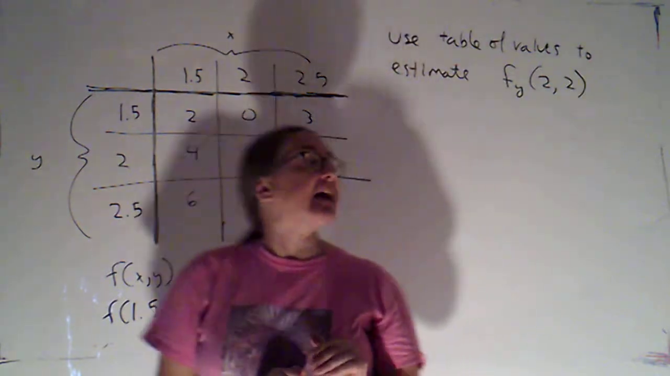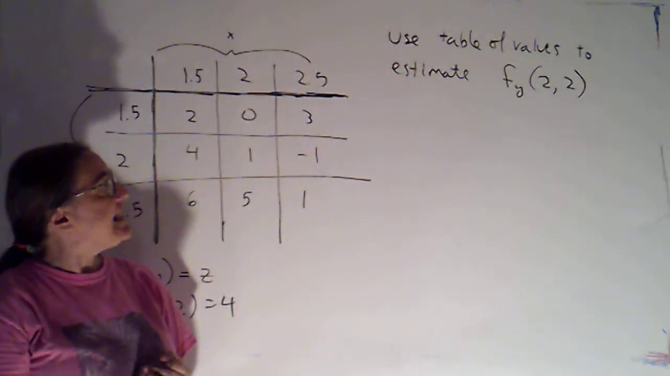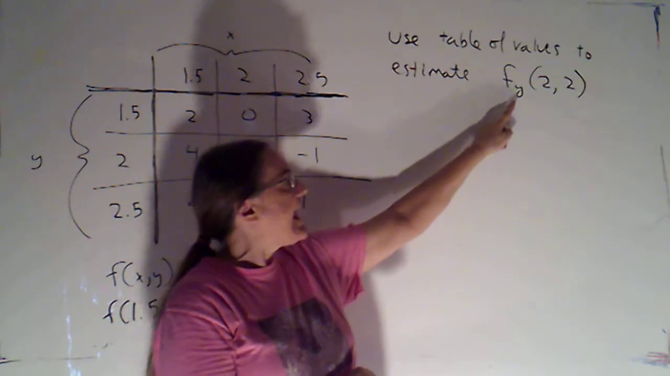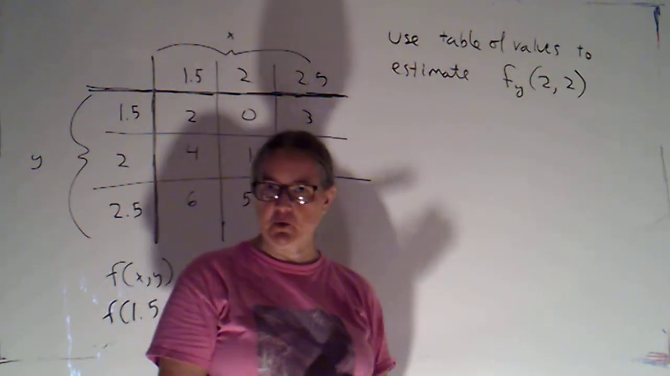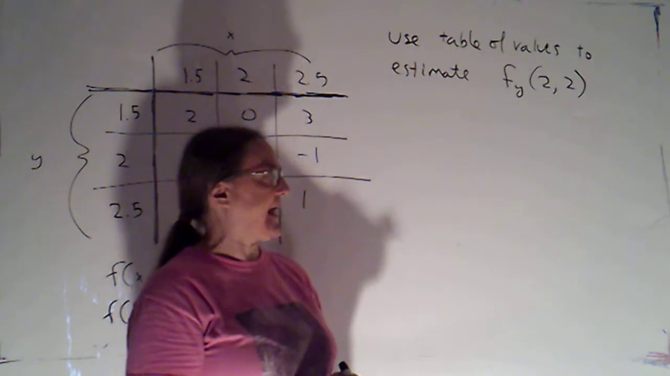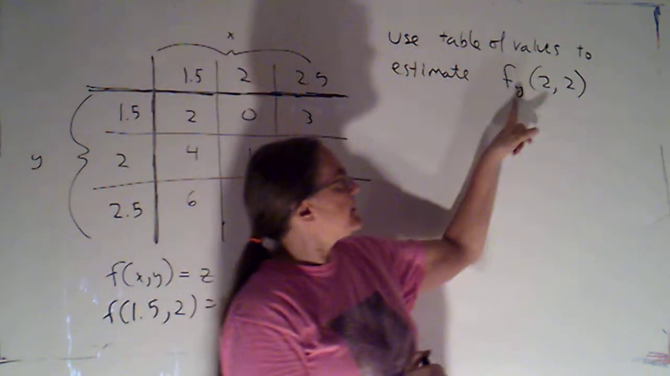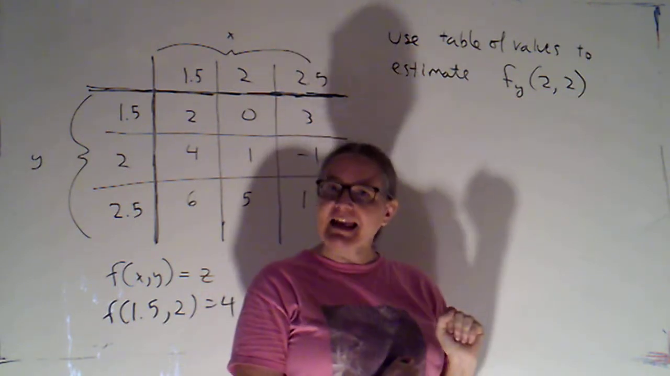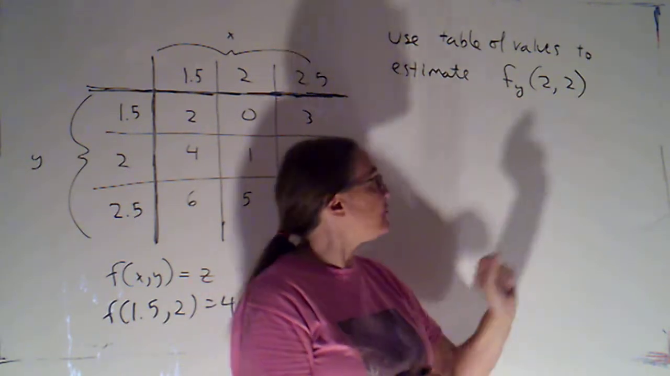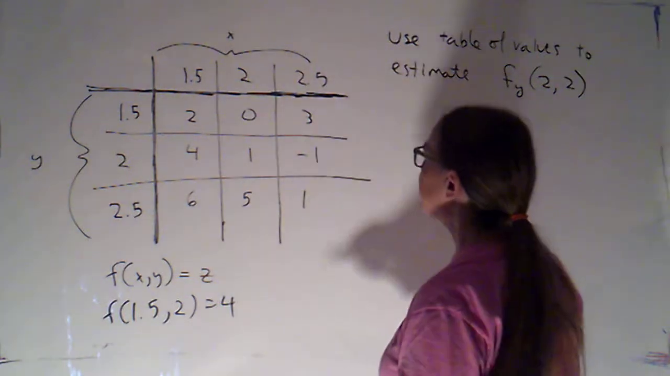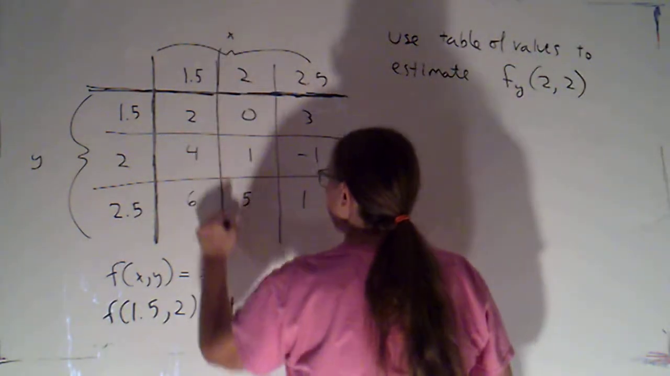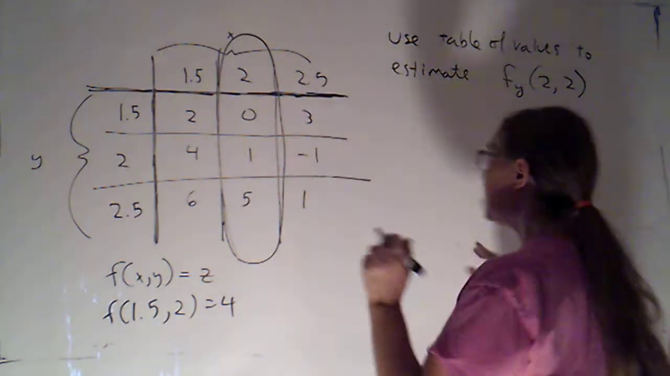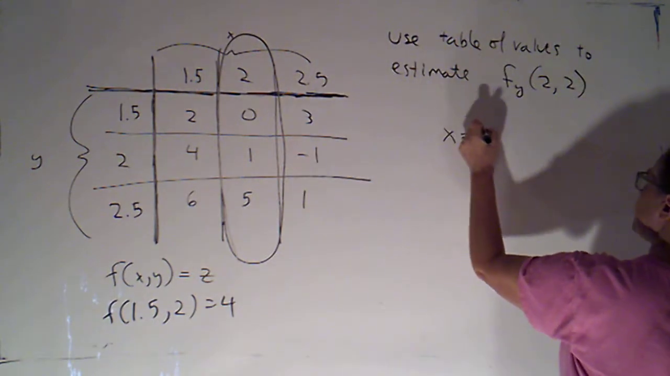Our directions ask us to use the table of values to estimate the partial derivative with respect to y at the point 2, 2. Okay, so if we're doing this, y is going to be our variable, so it's changing, but we're holding x constant at 2. So that tells me I really care about this column of numbers when x is 2. In fact, I'm going to plot those corresponding points.